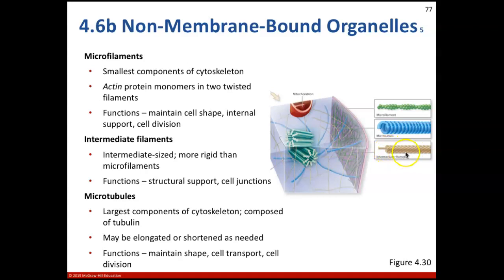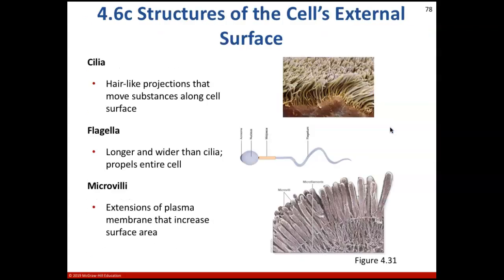Our intermediate filament is going to be, surprise, intermediate sized, with more rigidity than our microfilaments. Their job is to give structural support and help with cell junctions. Lastly, we have our microtubules. They're going to be the largest of the cytoskeleton and composed of a protein known as tubulin. They may be elongated or shortened as we need them, and their job is to maintain the shape, help with cell transport, and cell division.